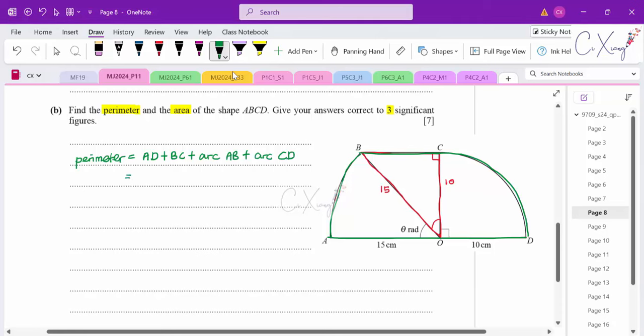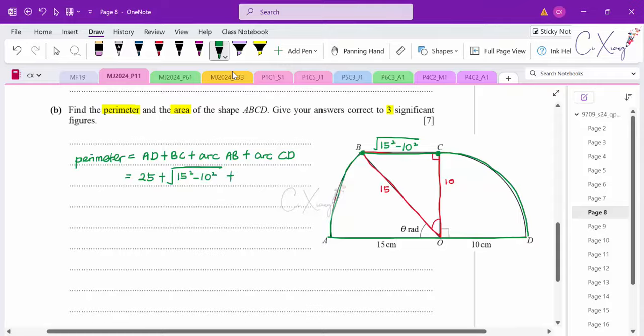Okay, AD is very straightforward. They are 25. BC is also very straightforward because how to get the BC? Yeah, it is the length of one of the sides of the triangle, right? You know the hypotenuse is 15. So you take 15 squared minus the adjacent length 10 squared and square root. So for BC, you need to use the Pythagoras theorem to find it out. So 15 squared minus 10 squared, and you square root it.